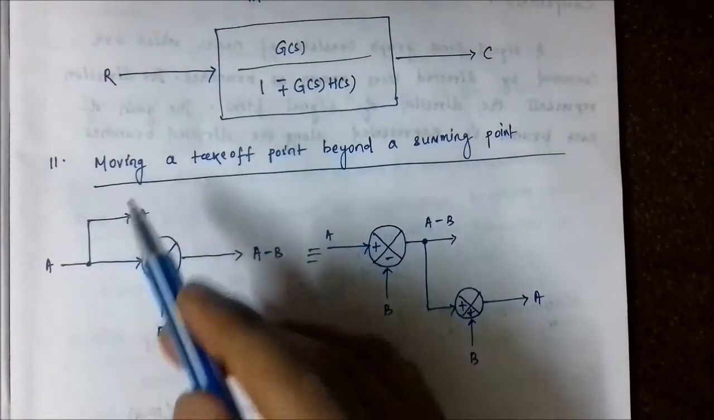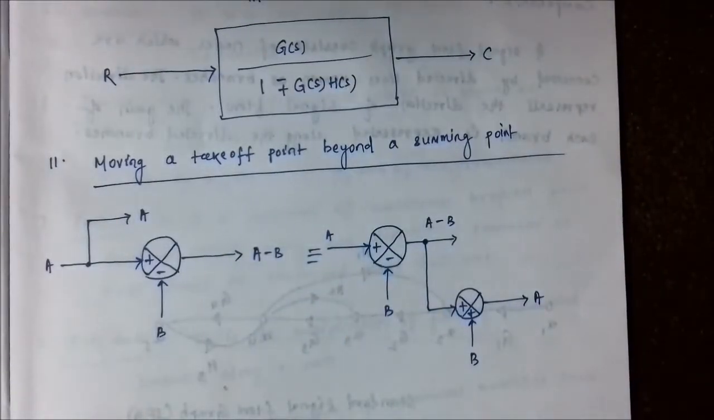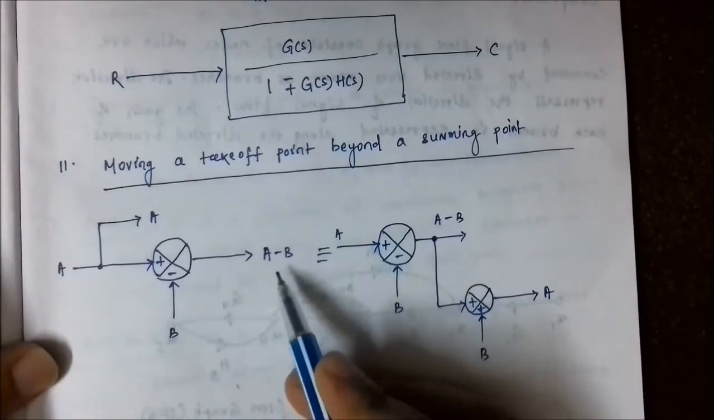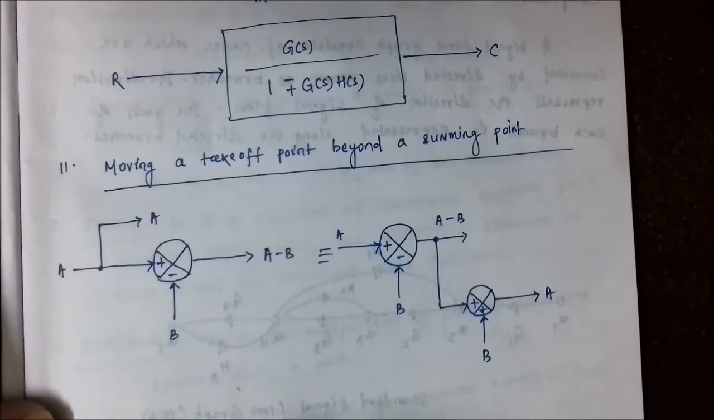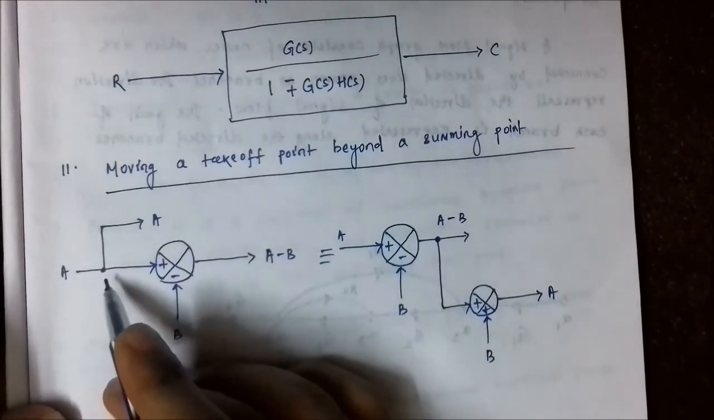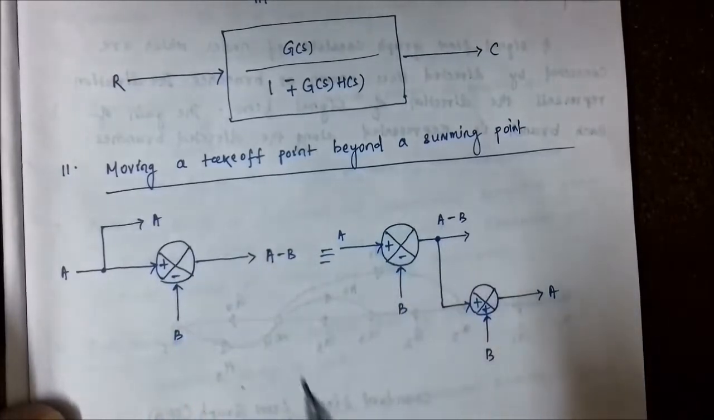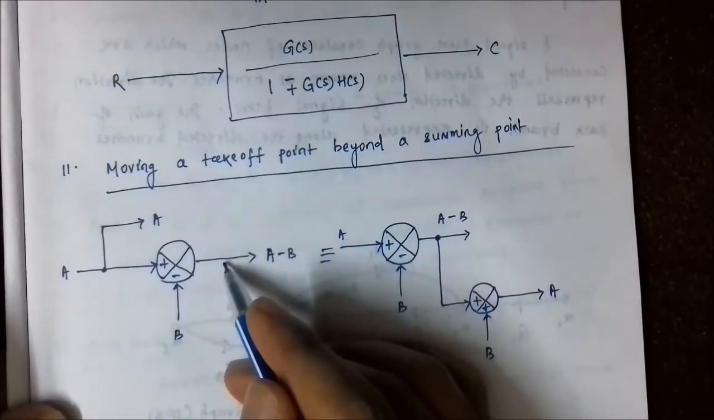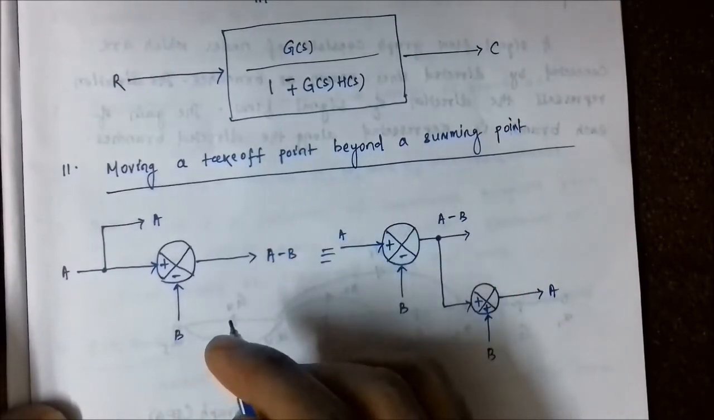We are going to discuss moving a takeoff point beyond a summing point. Again, the same principle: the net output should remain the same. Here the takeoff point has a signal value A. So when we shift the takeoff point, it must also have the same value A. So let's see.